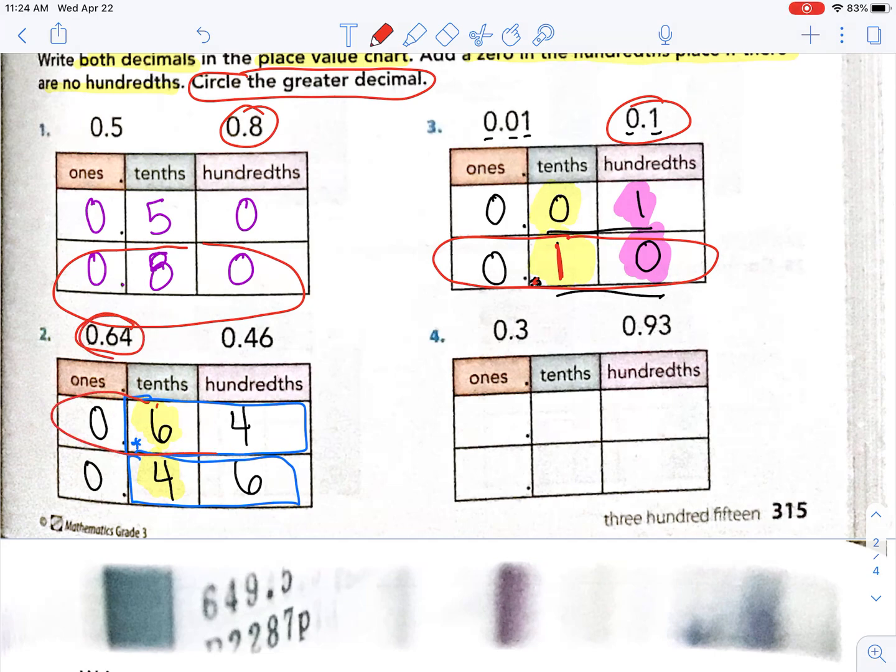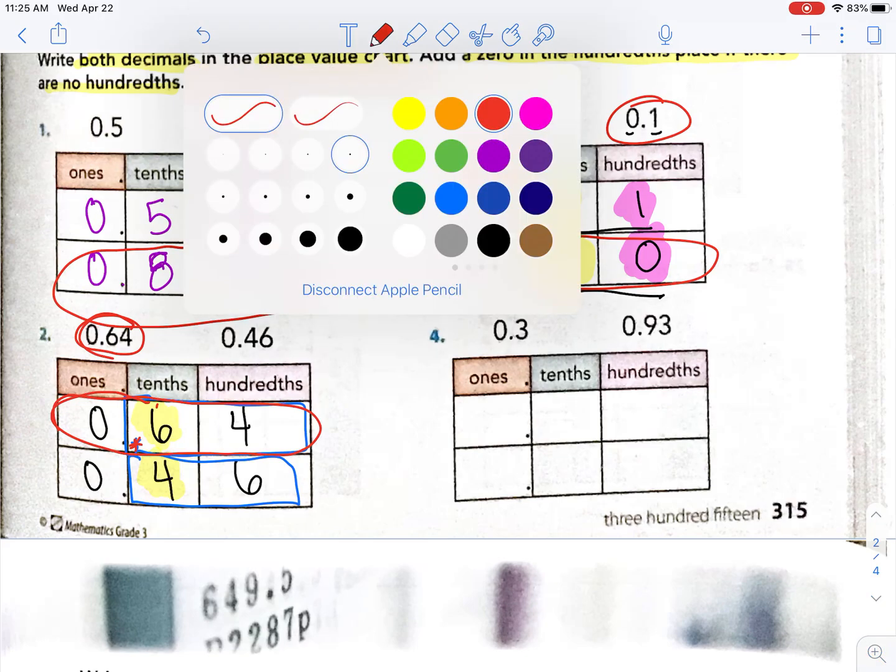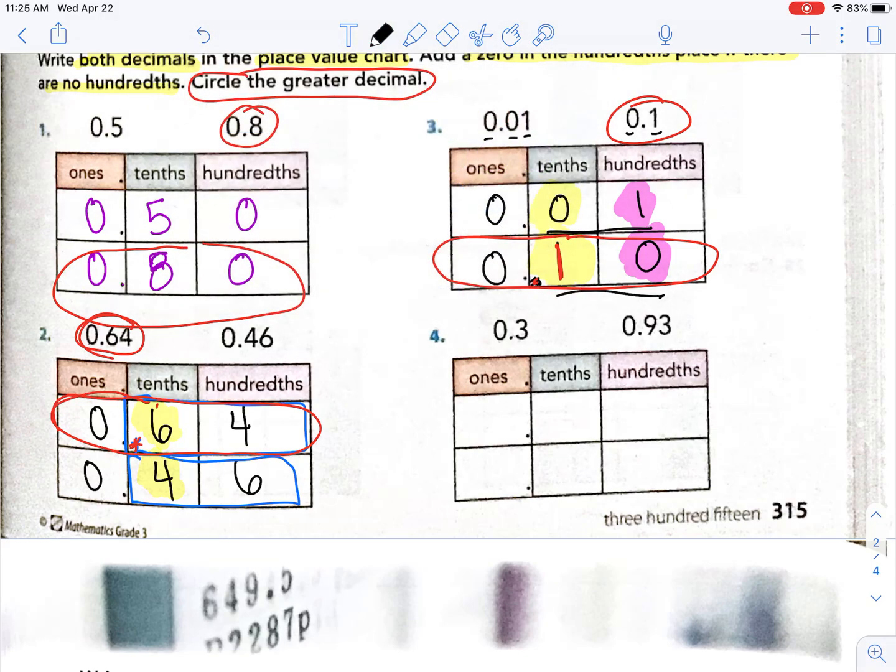64 cents or 46 cents? I know it's 64 cents. And I don't even need to look at the pennies, because if I know I have 6 dimes, that's going to be more than 4 dimes. Either way, you'll get the same answer. Okay, last one in this section. Here we go. Let's write them in first because it says so.